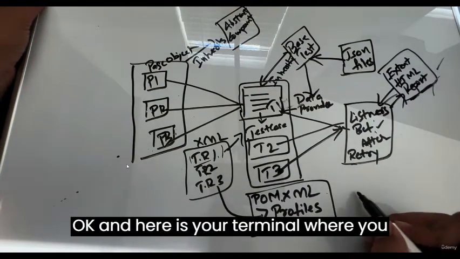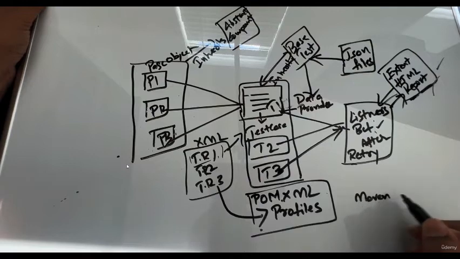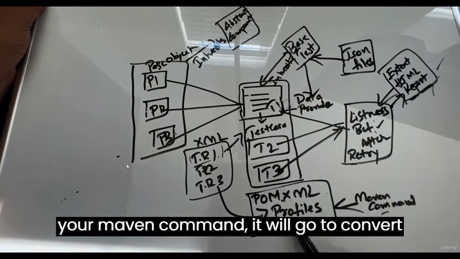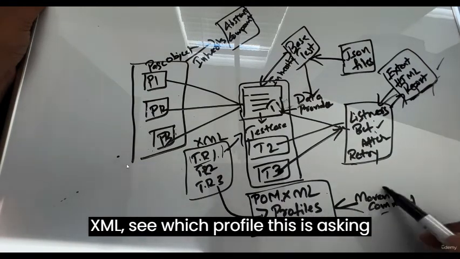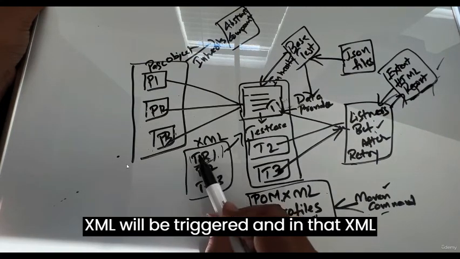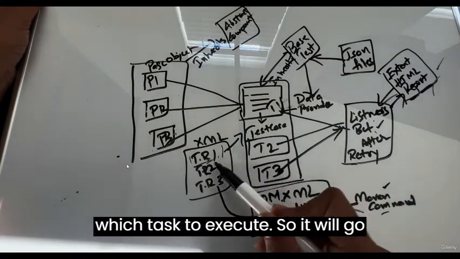Okay, and here is your terminal where you provide the Maven command. So execution starts from here. You run your Maven command. It will go to pom.xml, see which profile this guy is asking to execute, and that particular profile XML will be triggered. And in that XML, all the information will be there on which test to execute. So it will go here.